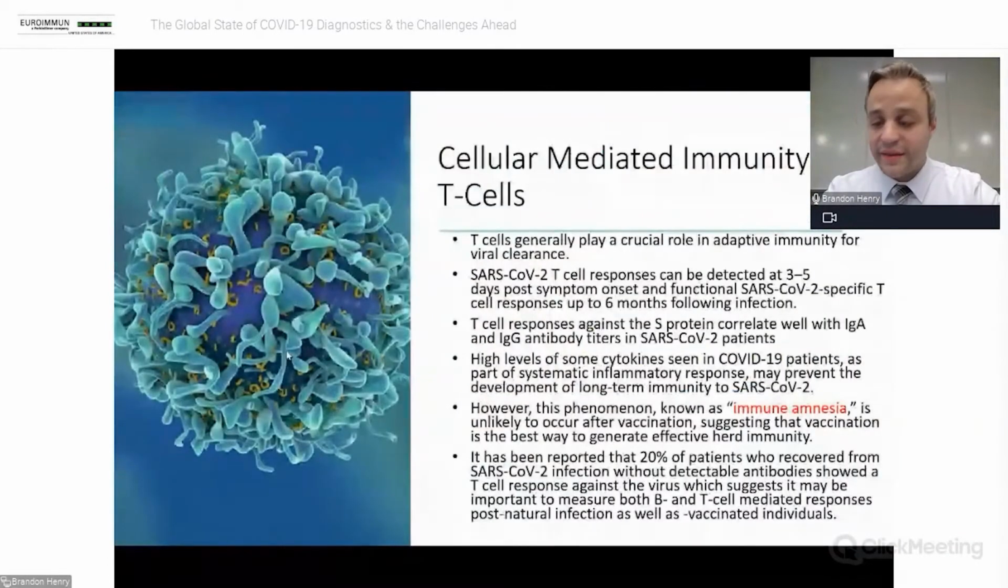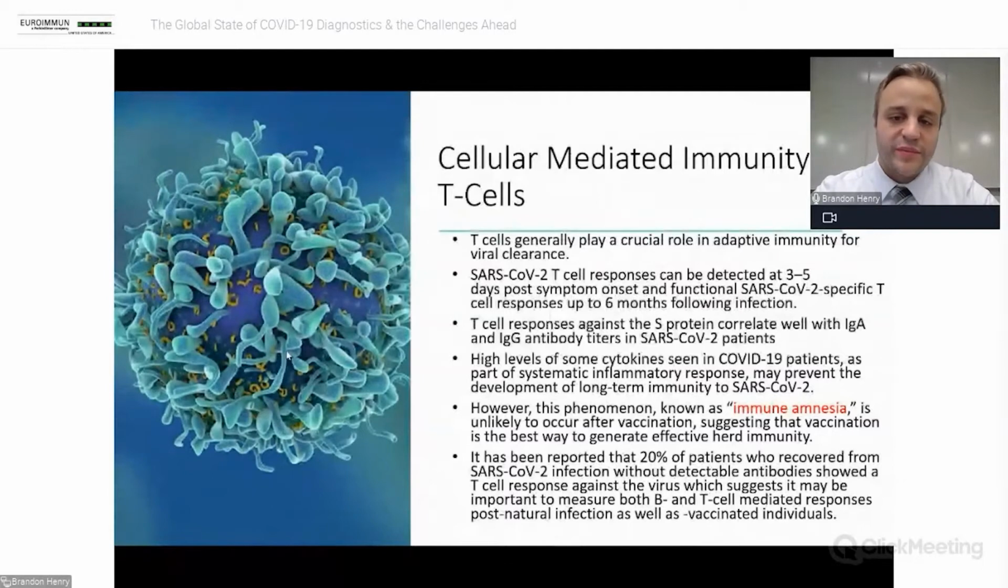We're going to come back to serology testing in a bit more detail, but let's jump a little bit to assessment of cell-mediated immunity. So we did humoral, serologic. Let's go to cell-mediated and T cells. T cells generally play a crucial role in the adaptive immunity for viral clearance. SARS-CoV-2 T cell responses can be detected about 3 to 5 days post-symptom onset, and functional SARS-CoV-2 specific T cell responses have been seen up to 6 months following infection. T cell responses against the spike protein do correlate well with IgG and IgA antibody titers.